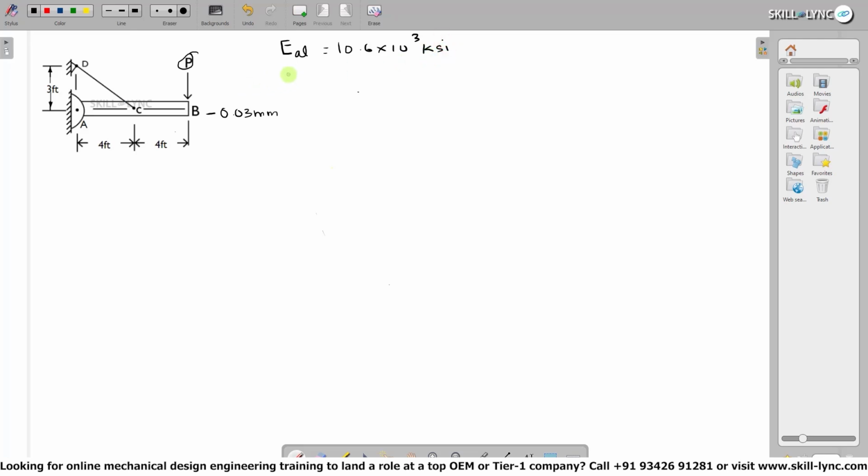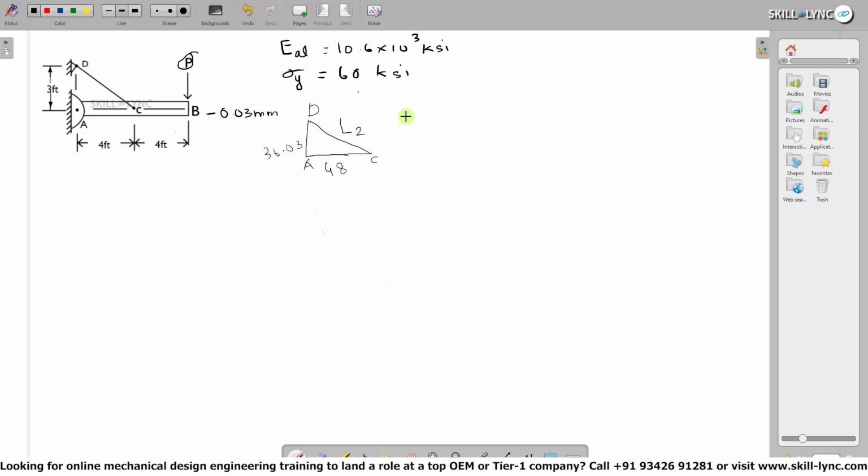Next, we can also get the value of the yield stress of aluminium, which is sigma y, and that is 60 KSI. Next, we will take the triangle ADC. The value of AD is 3 feet, which converted into inches is 36, and when we add the deflection with it, it's going to be 36.03. DC will be L2 after elongation, and AC will be 4 feet, which is 48 inches.